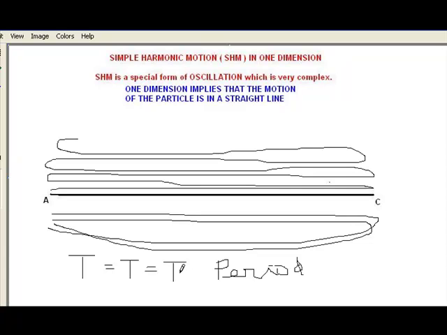Well, sometimes the oscillations are such that the time taken by the particle to go from A to C and back to A, in the second cycle the time may vary. Now that is indeed an oscillation, but it is not simple harmonic. Now this is one of the very important attributes for a motion, the periodicity.